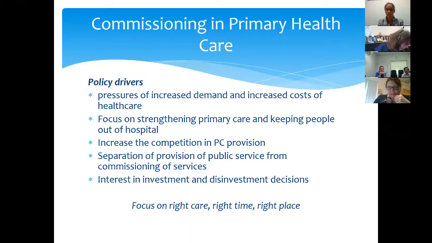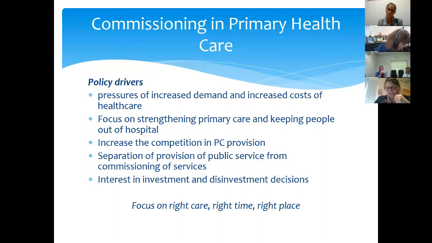So in terms of commissioning then, well, primary care-based commissioning, it's been a policy concept that's been around for over 20 years in jurisdictions such as the UK, and more recently in Australia through the primary health networks. Whilst there's no single definition of commissioning, at its simplest, commissioning is the process of planning, agreeing and monitoring services.